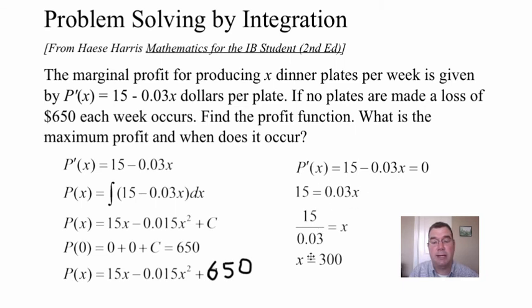So I solve this and I get that x is equal to 300. So my maximum profit occurs when I have 300 plates, and then to figure out what the profit actually is, I would just plug that into the profit function, which I neglected to do. So we'll probably talk about that first thing tomorrow. What do you get when you plug in 300 into this profit function?